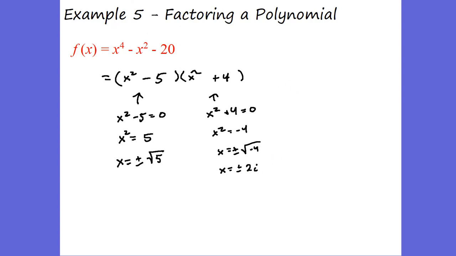I have two real zeros at plus or minus root 5. I have two complex zeros of plus or minus 2i. And if I wrote this as a factor, we would have x minus root 5, x plus root 5. We would have x minus 2i, x plus 2i. And that would be factored completely right there.